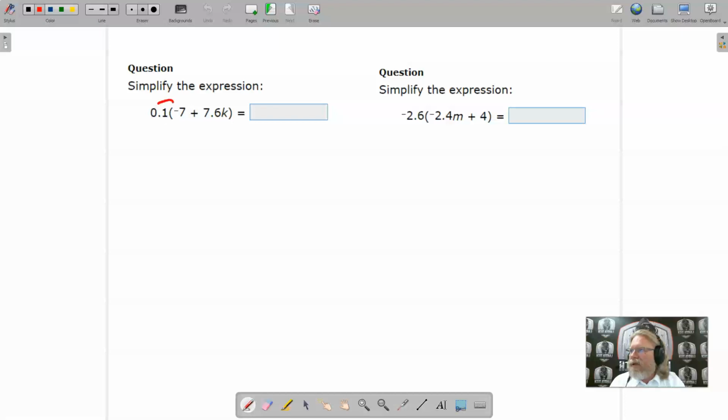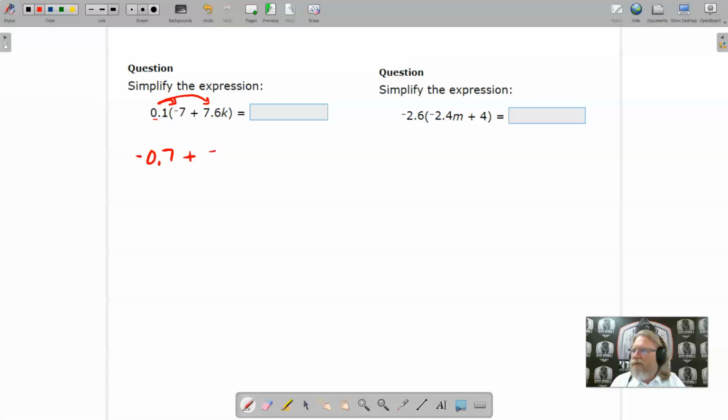So we're going to distribute that 0.1 into the negative 7. Well, that's going to be negative, and 7 times 1 is 7, but we do have the one decimal place. So I'm going to go ahead and put a 0 in there. It always looks a little tidier that way. So negative 0.7, because that is a positive times a negative. And then also this over here, positive times positive is going to be positive. And any number times 1 is equal to itself.